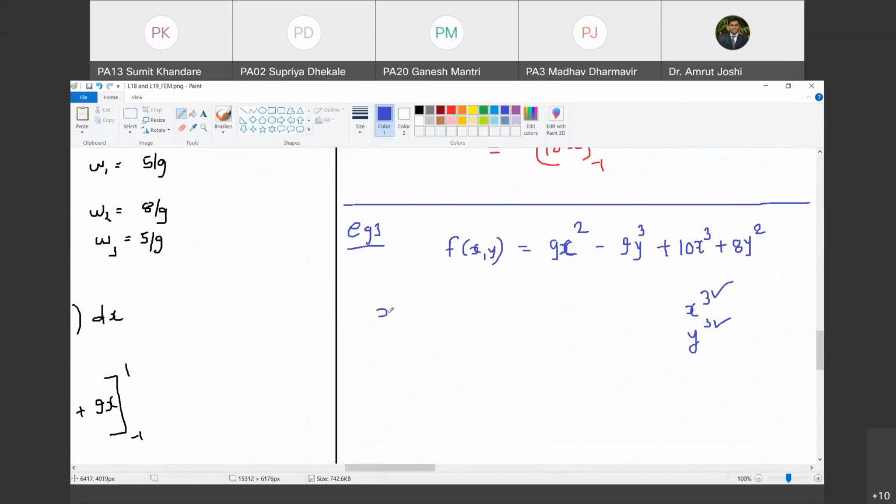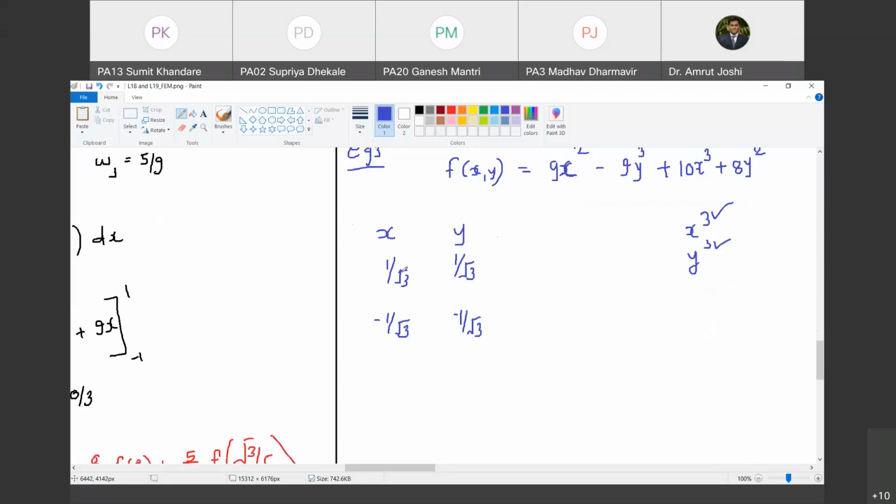So what are the points that I have? I have points x 1 by root 3, and another point is minus 1 by root 3. And y also I have 1 by root 3 and minus 1 by root 3. Are you with me? Yes, sir. But now let us do all the combinations of these 4 points.